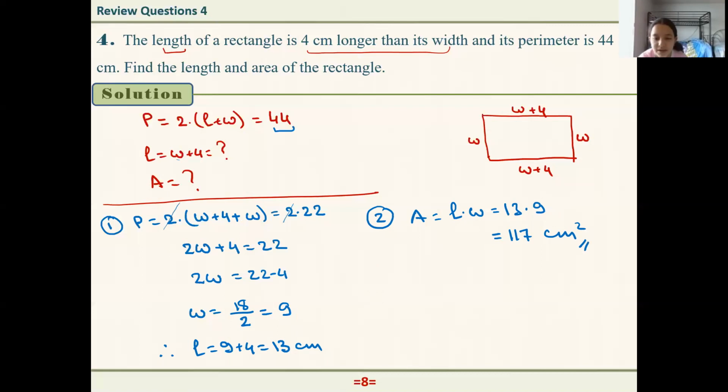Oh, yeah, I think I messed up on the calculating the W part.